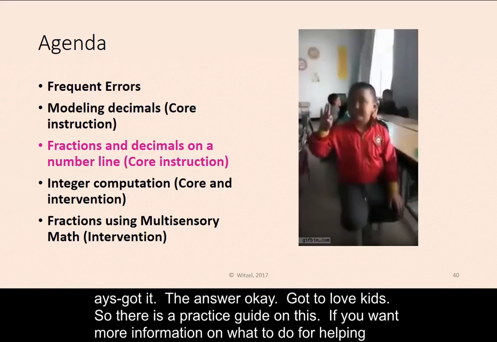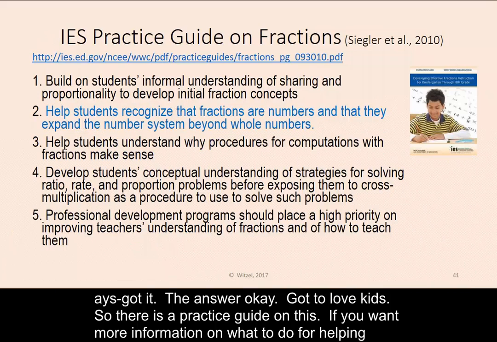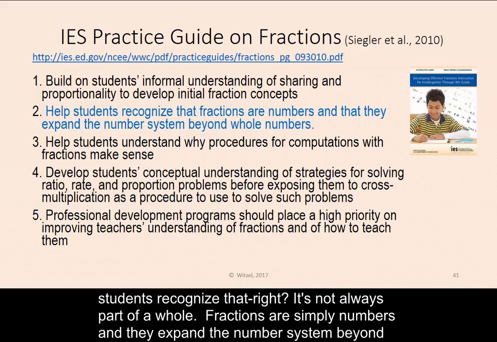All right. So there is a practice guide on this. If you want more information on what to do for helping students learn fractions, take a look at the IES practice guide on fractions. We're going to focus on number 2 right now, helping students recognize that it's not always part of a whole. Fractions are simply numbers, and they expand a number system beyond whole numbers.